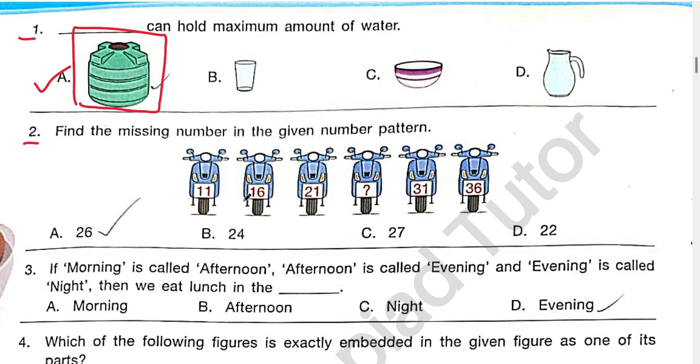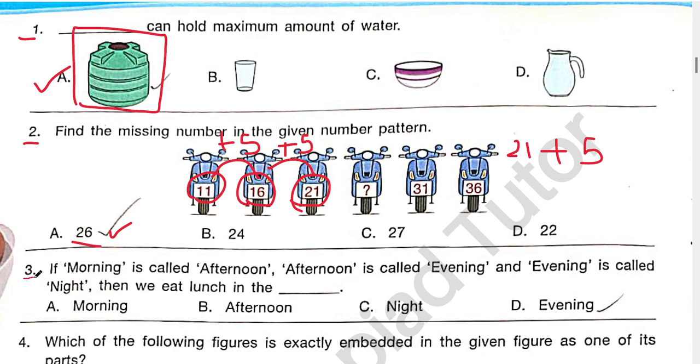So there is a number pattern. Here are some numbers mentioned on these vehicles, 11, then 16, 21. So we have to check the numbers here. Now from 11 to 16, 16 to 21, we are observing the numbers are increasing. Now we need to check by what they are increasing. From 11 to 16 we have done plus 5. From 16 to 21 again plus 5. So this means we need to add plus 5 plus 5 plus 5 to get the next number. So 21 plus 5 here will give us 26, which is here in option A. So we should select this.